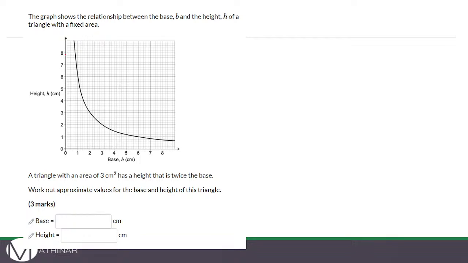So if the height was 8, the base would have to be 4. So that would be something like that. If the height was 4, the base would have to be 2. If the height was 2, the base would have to be 1. So what we have here is a line, and what I'm interested in is where we cross.